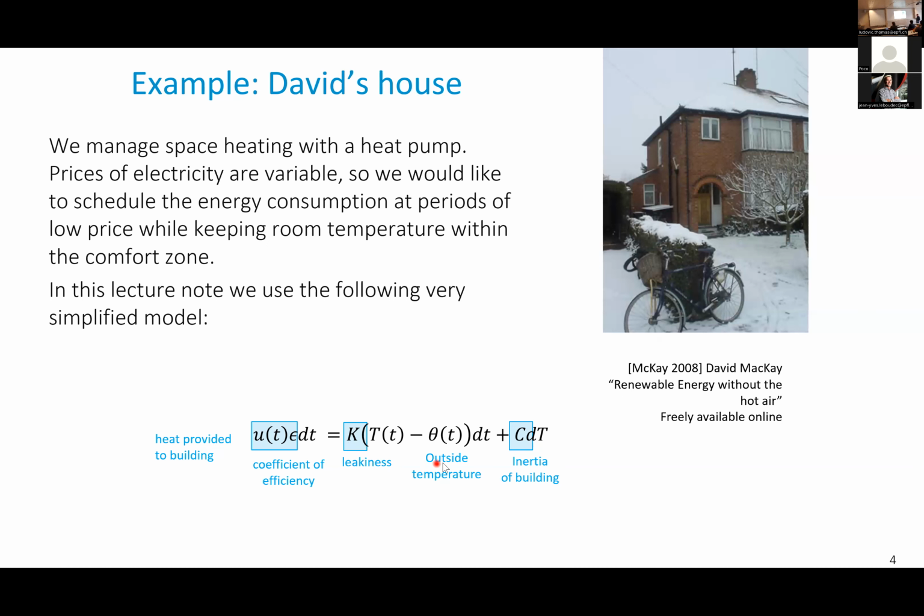The other thing is the leakiness. Part of the house is not perfectly insulated, so part of the heat that we put into the house goes out. In fact, even if we don't put heat, if the house is at a higher temperature than the outside, it radiates some of its internal energy out into the outside. This is captured here by this coefficient of leakiness, which in this model multiplies the difference between the inside and outside temperature. This coefficient is small if the house is well insulated, and is large if the house is poorly insulated.